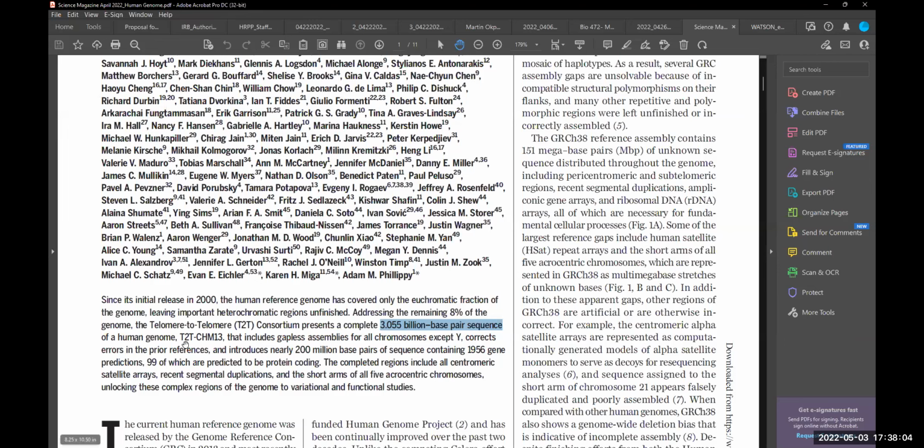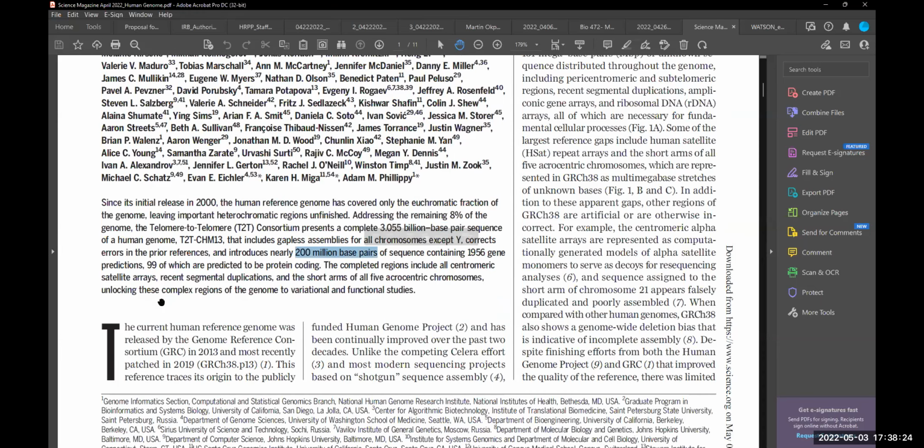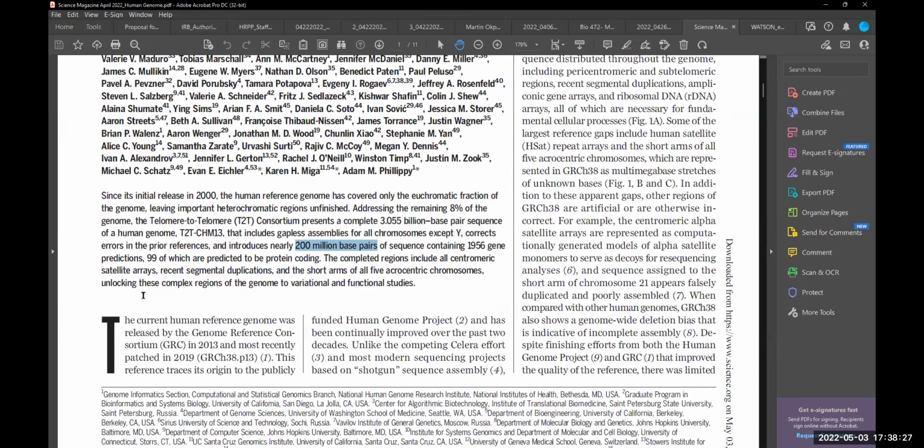It also says that the human genome T2T, telomere to telomere, CHM13, includes gapless assemblies of all chromosomes except chromosome Y. It corrects prior references and introduces 200 million base pairs. So much information here, right? The previous human reference genome was released by the Genome Reference Consortium, GRC, in 2013, and the most recent patch in 2019.